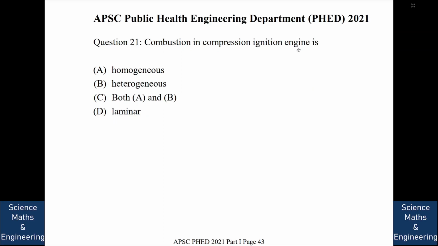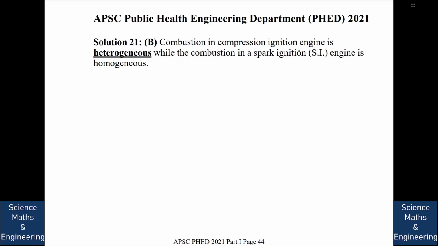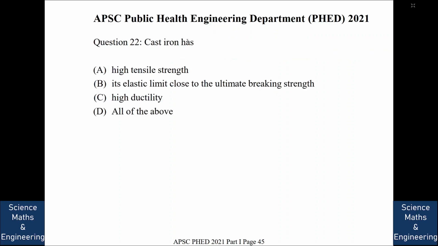Combustion in compression ignition engine is, the answer is, it is heterogeneous, because the fuel self-ignites as the pressure and temperature are increased, so it is heterogeneous. However, in spark ignition, as we give a homogeneous mixture and then a spark is generated, in a spark ignition engine the combustion is homogeneous. So we'll go to the next question.